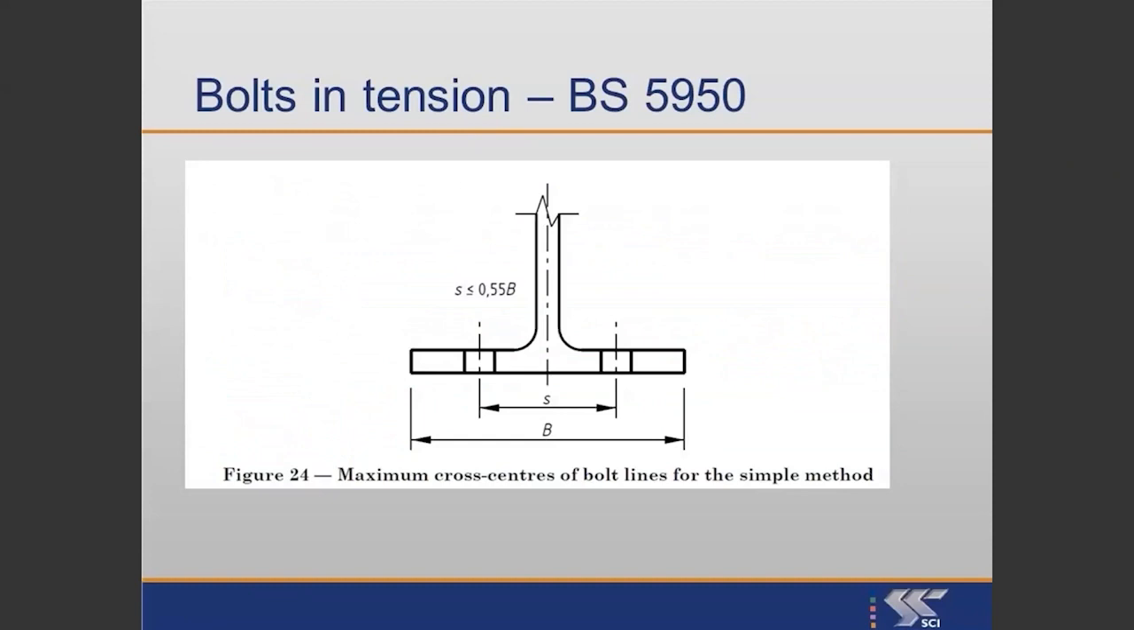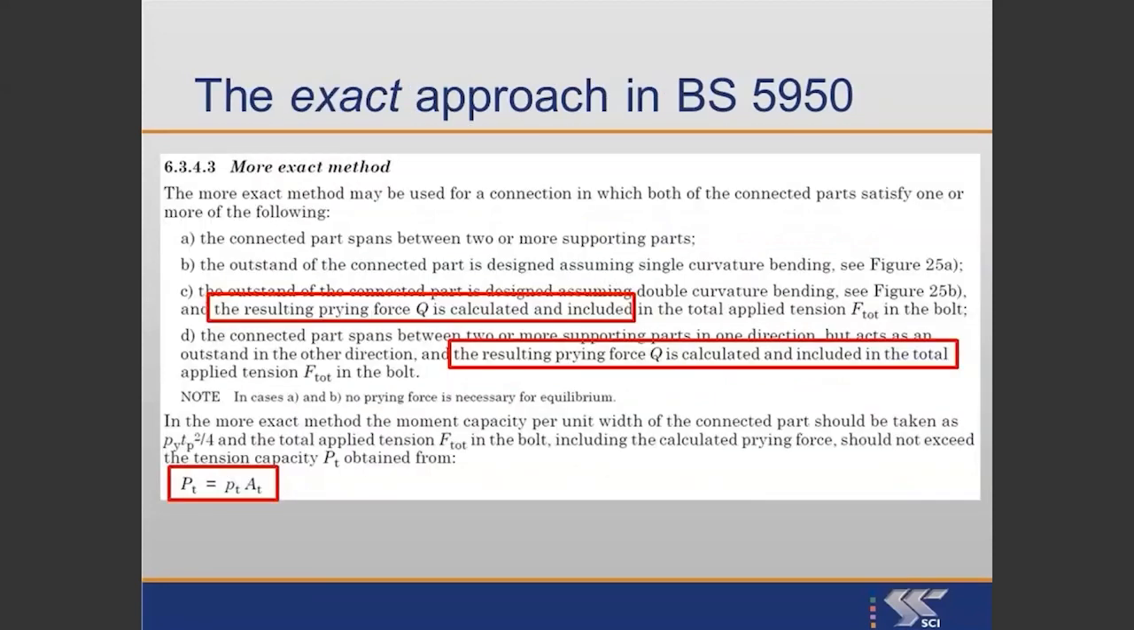Here is the restriction in BS 5950 that the cross centers or gauge could be no more than 55% of the overall width of the flange or the end plate. So it was a geometric constraint. If you wanted to indulge in the more exact method, then BS 5950 was going to talk to us about the prying force highlighted there, capital Q. It said that we had to include the prying force in the applied tension. If we did that, then down at the bottom, there was no need to apply this reduction factor of 0.8.